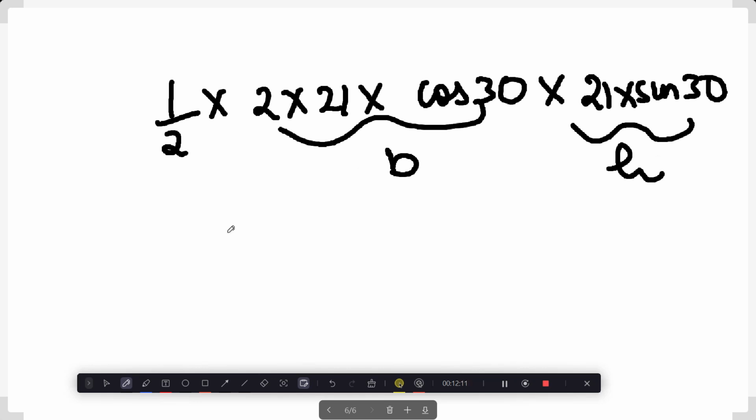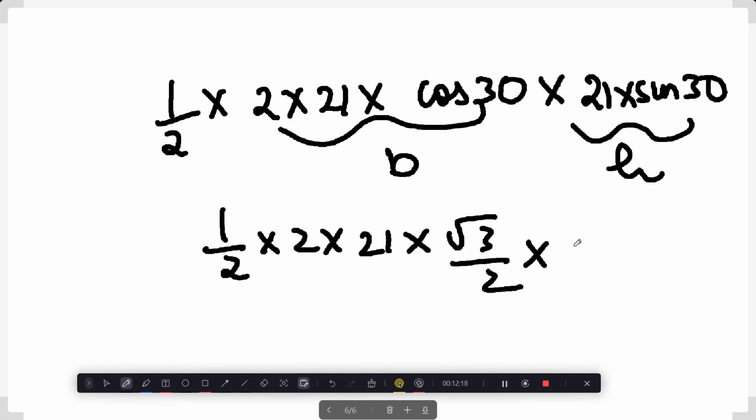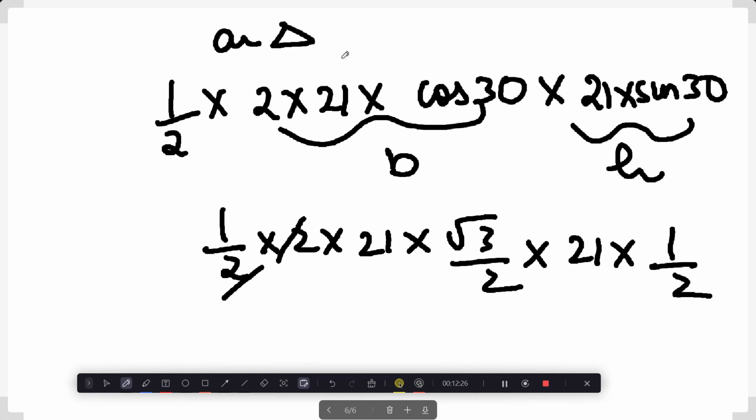Right? So what is this? Cos of 30 is root 3 by 2. Sine of 30 is half. Got it? यहाँ पे ये एरिया ऑफ ट्राइंगल निकाल रहे हैं हम. ठीक है?